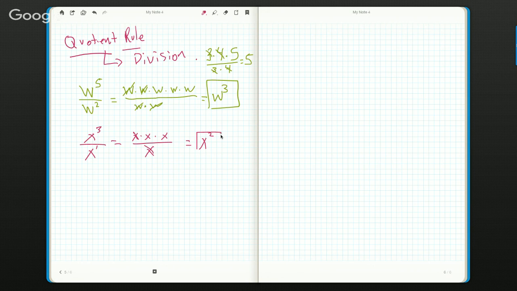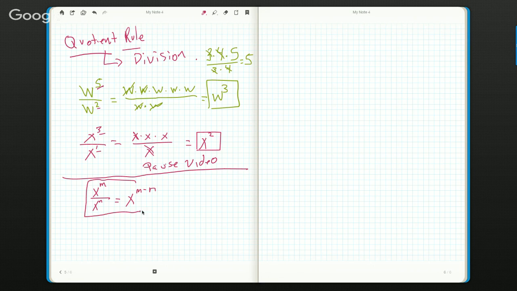Now, maybe just pause the video and see if you can figure out what the rule needs to be given these exponents. Right. So now that you've come back, you can see that the rule says, well, let's just use x because we like to use x. x to the m over x to the n is equal to x to the m minus n. This is our quotient rule.